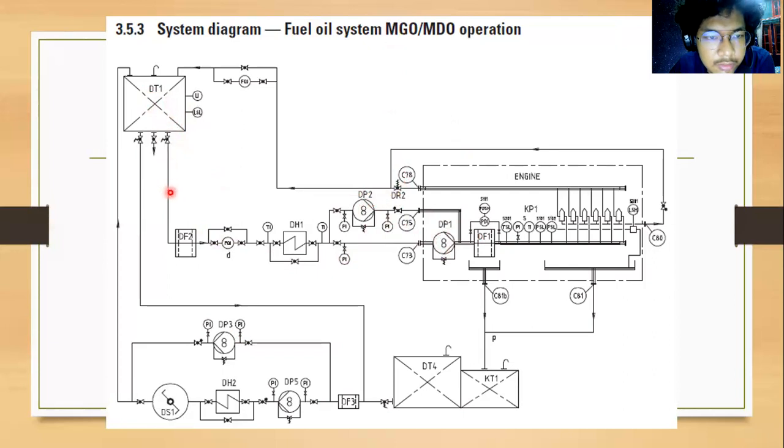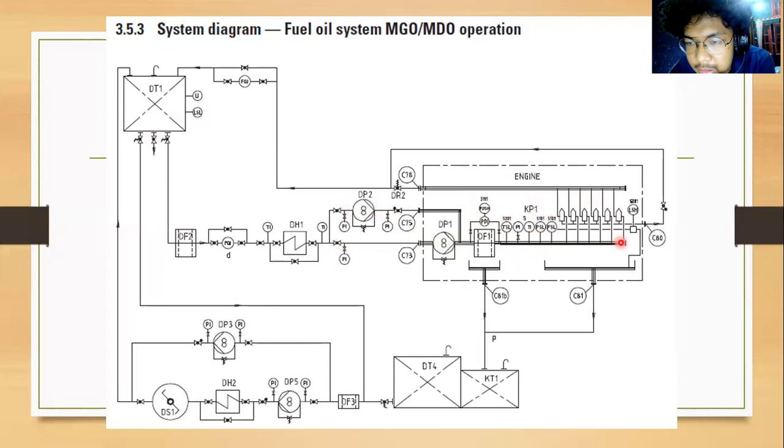So the fuel will be filtered first by DF2, and then the fuel will be preheated here by DH1, and then the fuel will enter DP1 or DP2. After that, the fuel will be discharged to the engine, but first needs to be filtered again by this DF1, and the fuel needs to be checked by these sensors, TSL, PI, TI, and PSL.